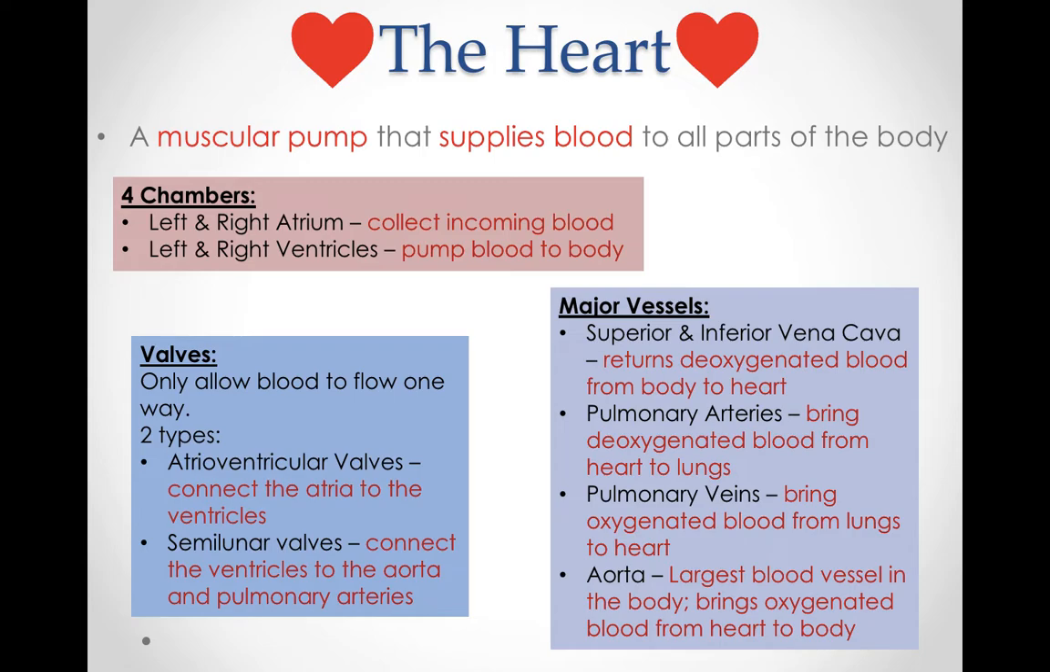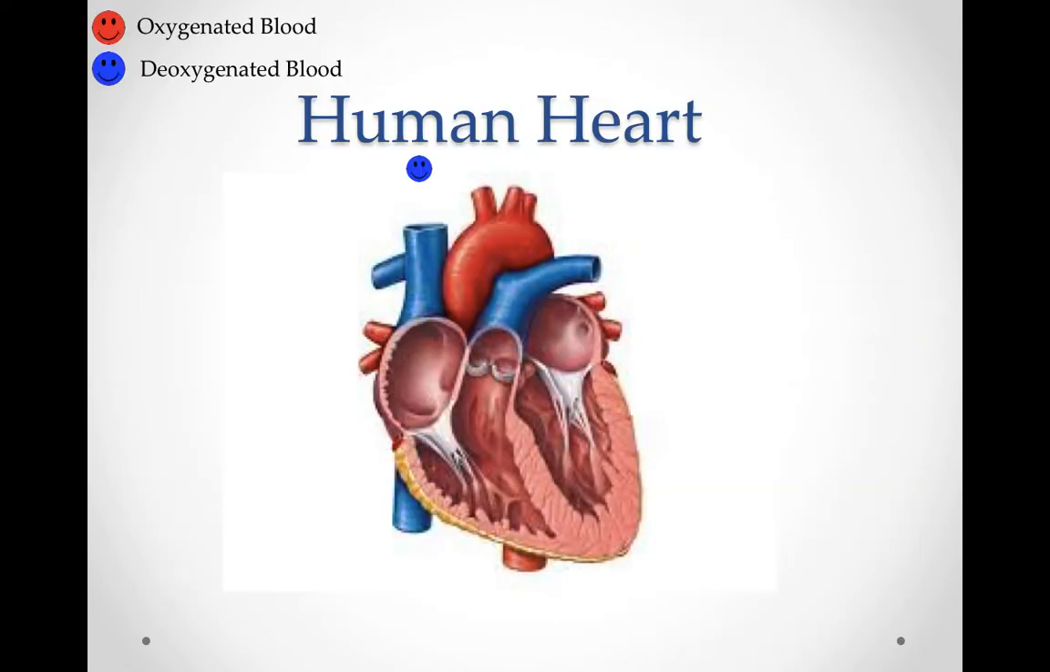So let's look at an actual diagram of this. You want to fill out the little labels as we go. Okay, so first of all, I want to point out we're going to use 2 different symbols. We're going to use red smiley guy to represent oxygenated blood and the blue smiley to represent deoxygenated blood. All that means is the deoxygenated blood does not have oxygen in it. The oxygenated blood does have oxygen in it. So we're going to start up here and follow as we go along.